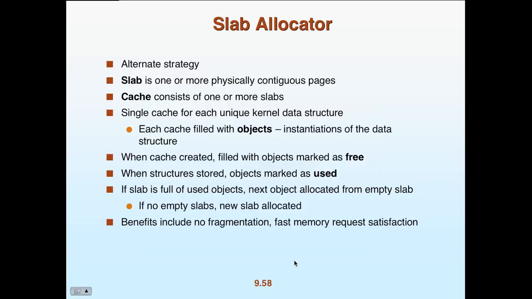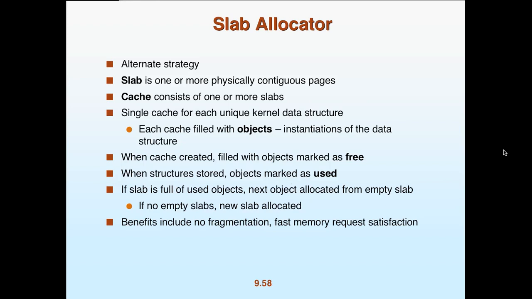Another variation on that is the slab allocator. These are just different ways of allocating the memory, allocating the frame. It's an alternative strategy. A slab is one or more physically contiguous pages. A cache consists of one or more slabs. So we use a slab abstraction. Instead of splitting into buddies, we have a single cache for each unique kernel data structure. Each cache is filled with objects, instantiations of the data structure itself. When the cache is created, the objects are filled and marked as free. So basically, same concept as before. Call it a free frame, call it a free slab, call it a buddy.